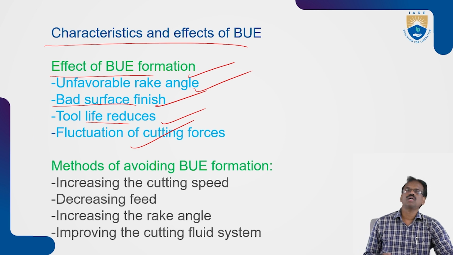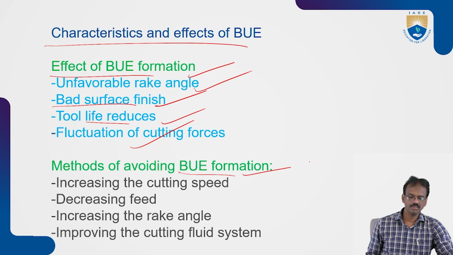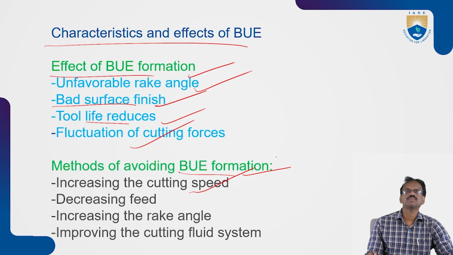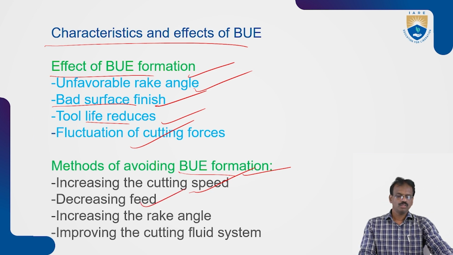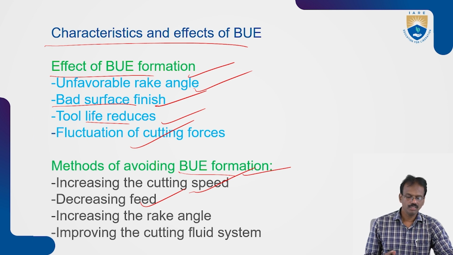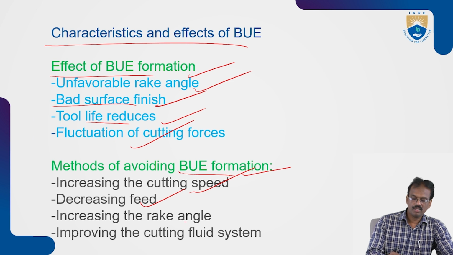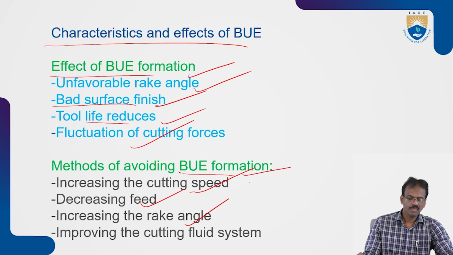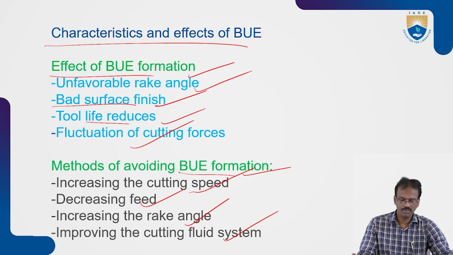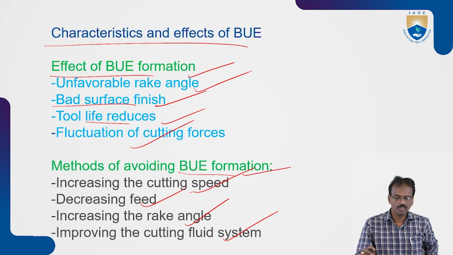So how to avoid this? There are some methods to avoid build-up edge formation. First one is increasing the cutting speed. Next, decreasing the feed rate, so less cutting depth of the material. Next, increasing the rake angle and improving the cutting fluid system. So by effective supplying of the lubricating system, you can avoid these build-up edges.